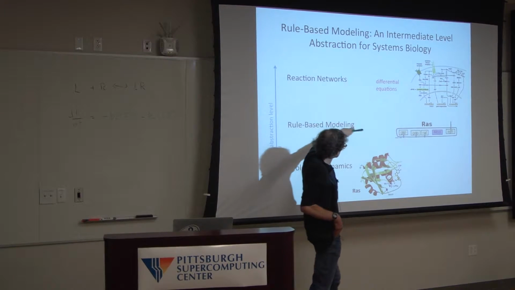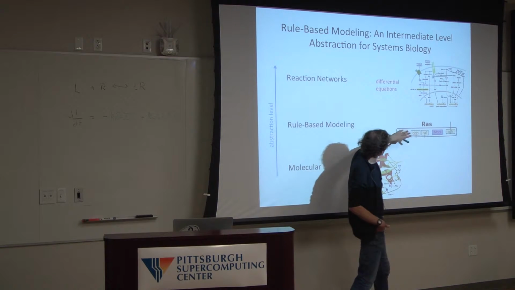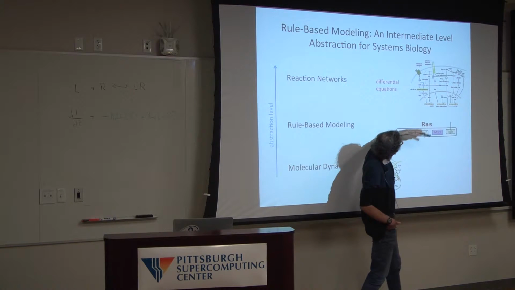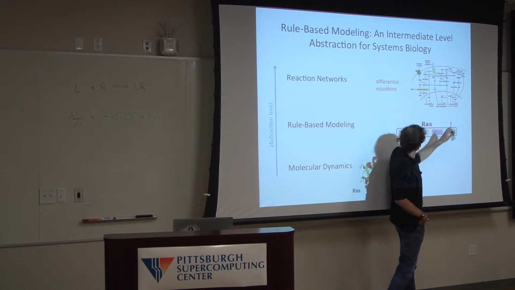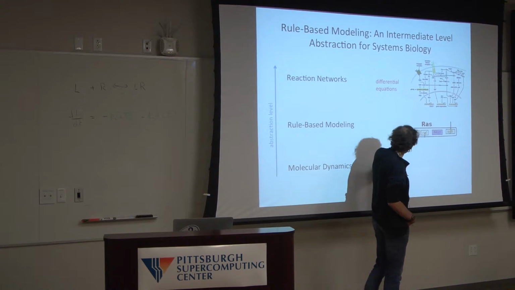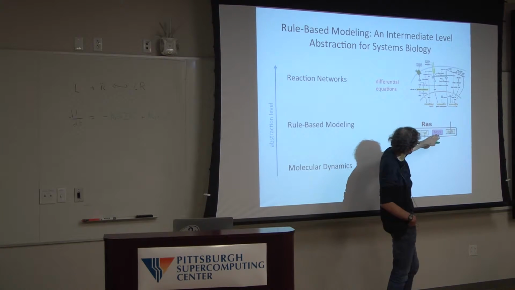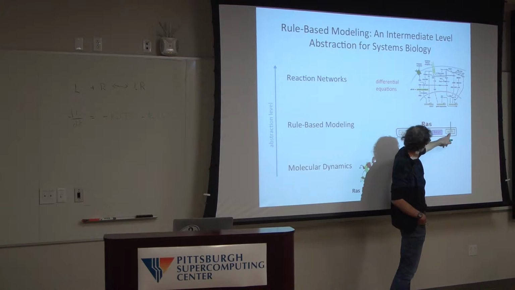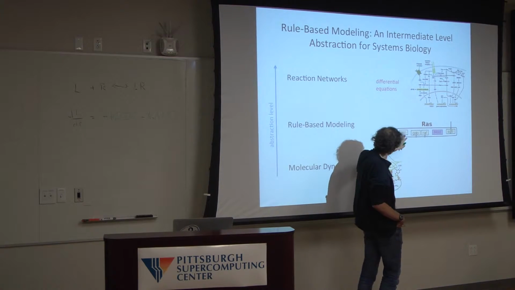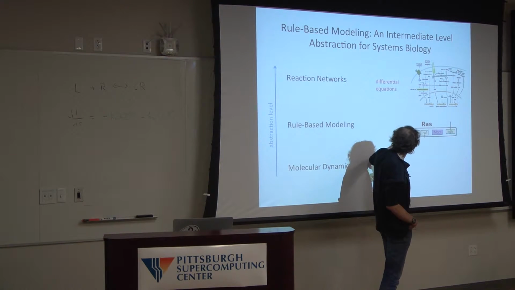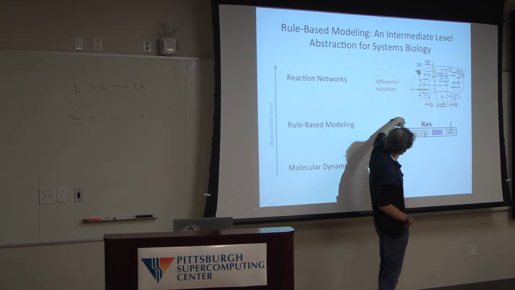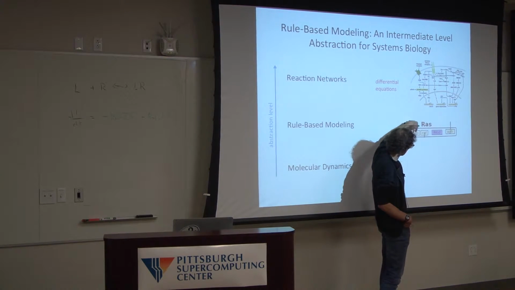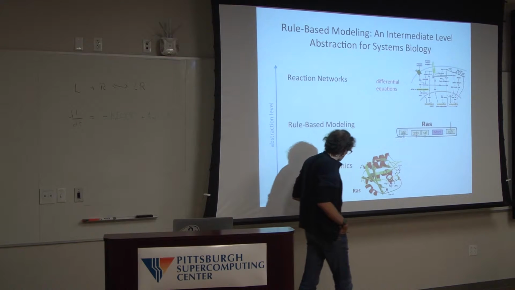And the idea of rule-based is to provide an abstraction that bridges these two pictures: RAS in a network context interacting with other proteins. Now we're going to zoom in on the different functional components of the RAS protein, components that interact with other proteins such as RAF or the EGFR receptor, or that interact with the guanine nucleotides GTP or GDP, and so forth.